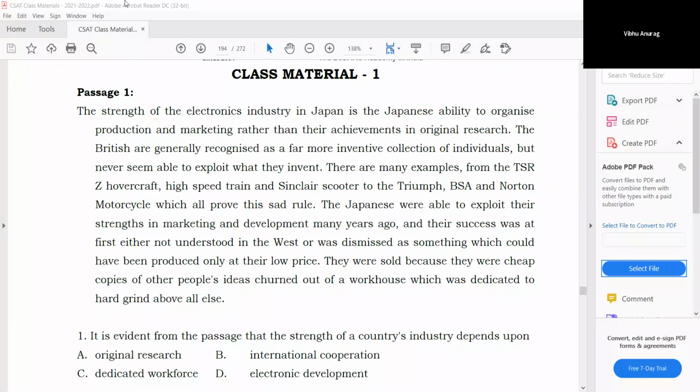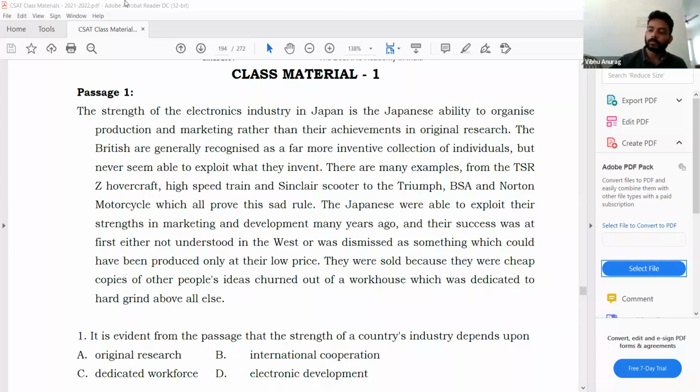Okay, so 10 minutes are over. I hope everyone is done. You can type your answers in the chat box. Okay, please type your answers in the chat box. Let's discuss these questions.